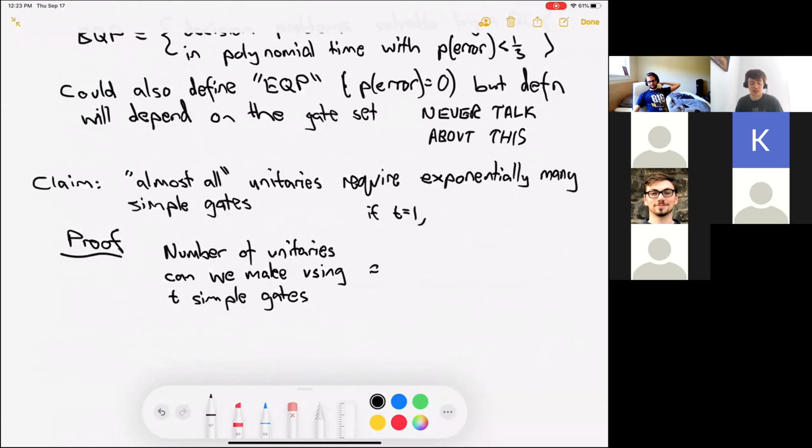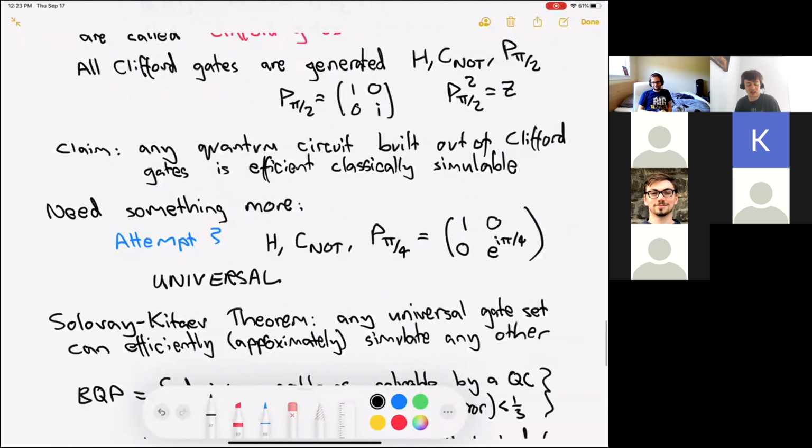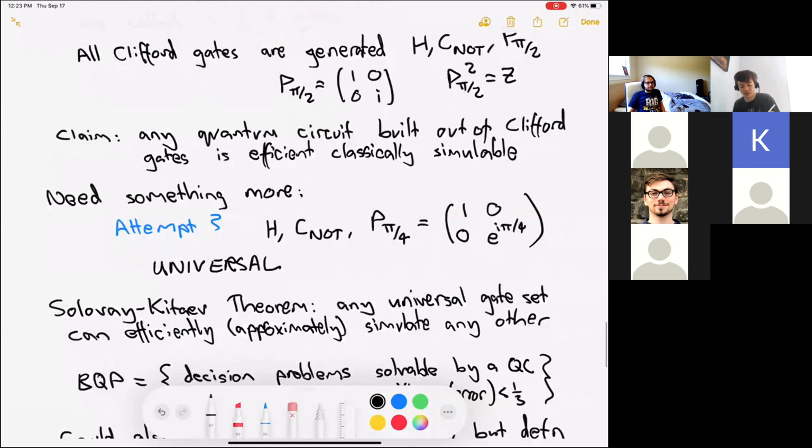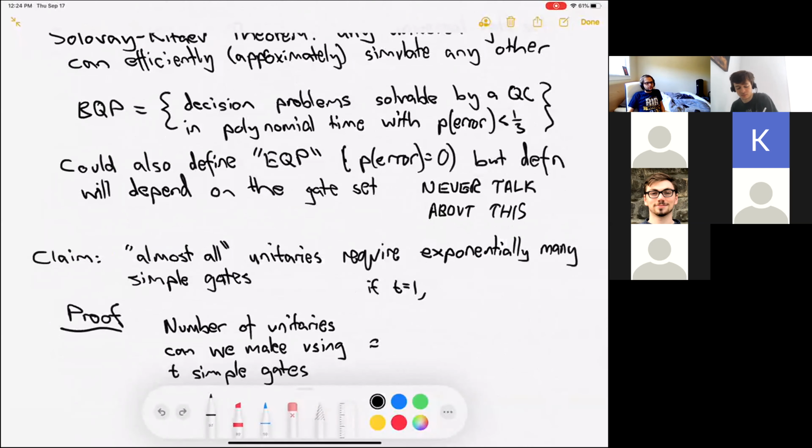If T equals 1, well, there's 3 things I can apply. I can apply a Hadamard to any one of the n qubits. I can apply P pi by 4 to any one of the n qubits. So that gives me 2n things. And then I can apply a CNOT to any pair. So that gives a half n times n minus 1. So the total number of things I can apply is, I think, a half n squared plus 3n. We'll just call that half n squared, maybe. I'll keep the factor at the front, but I'll not care about the 3n.